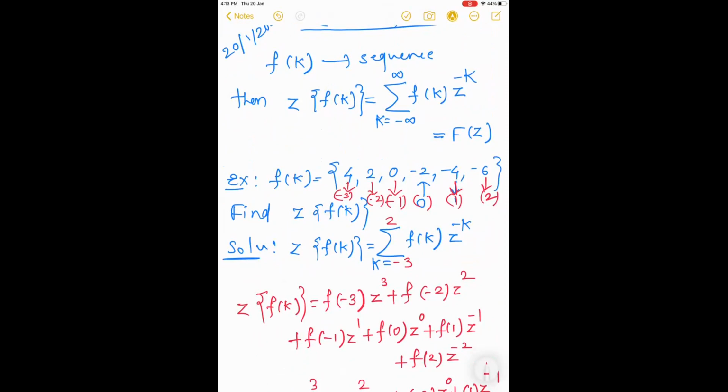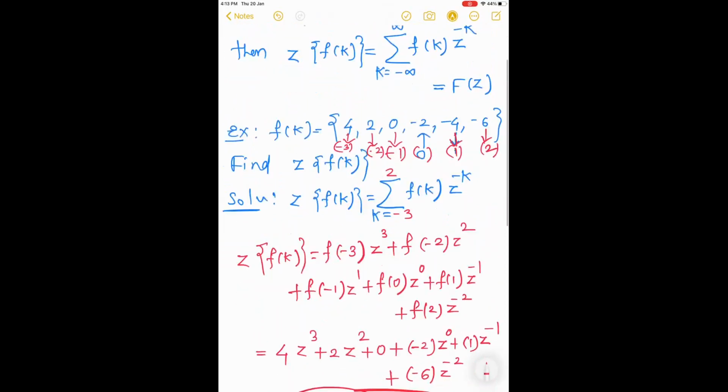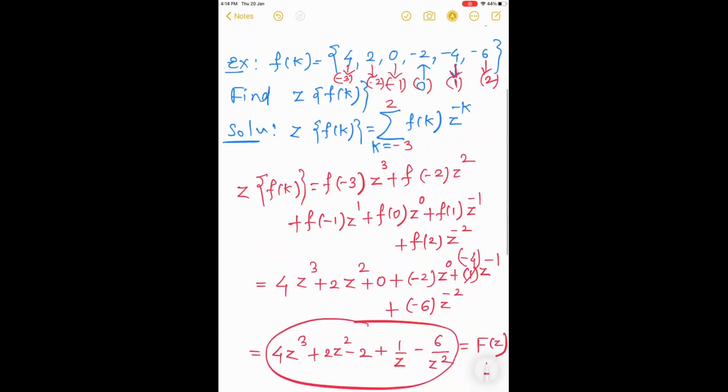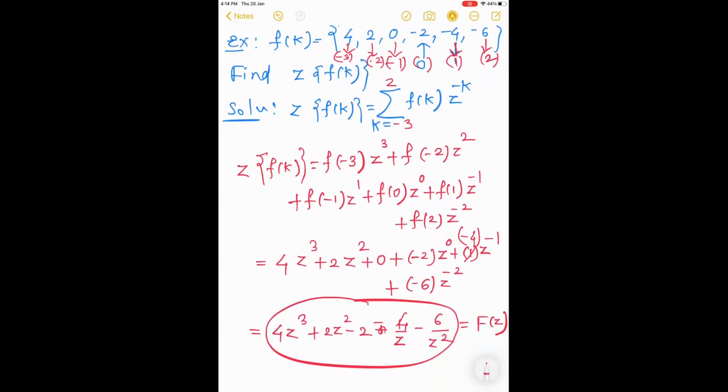f of -1 is -4. Yes, ma'am. Last but one, yes. This is -4. Correct. -4, yes. This will be 4 upon z.